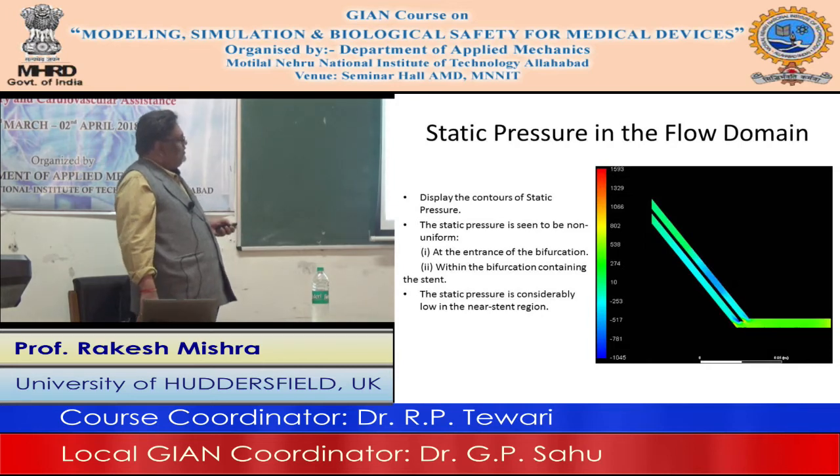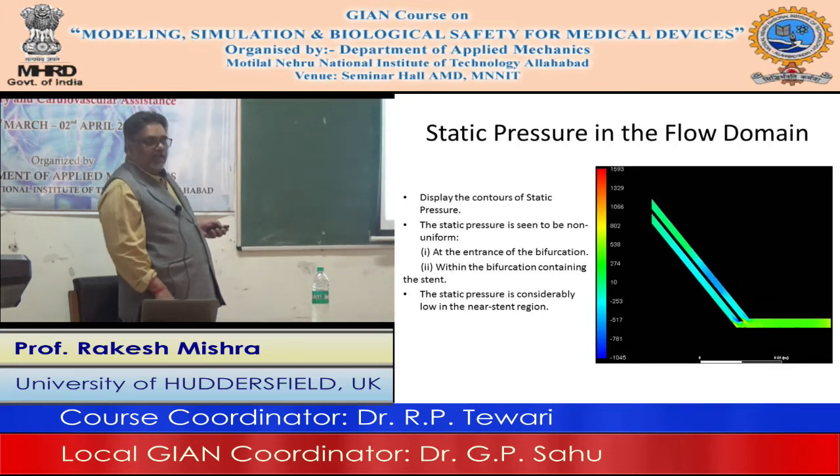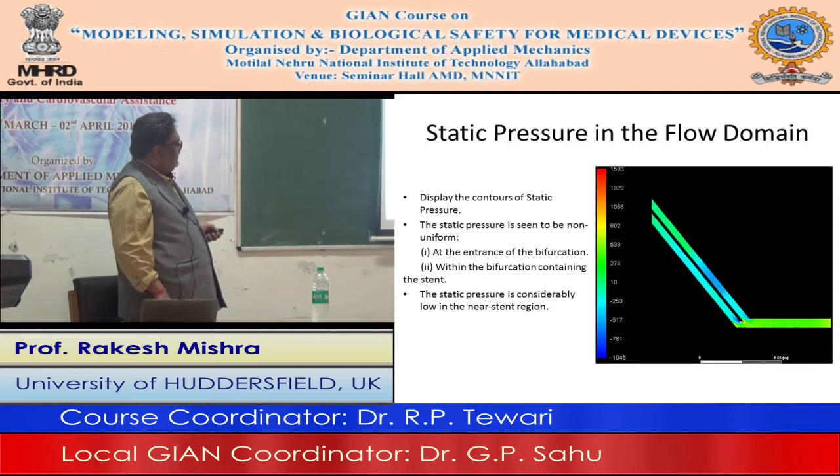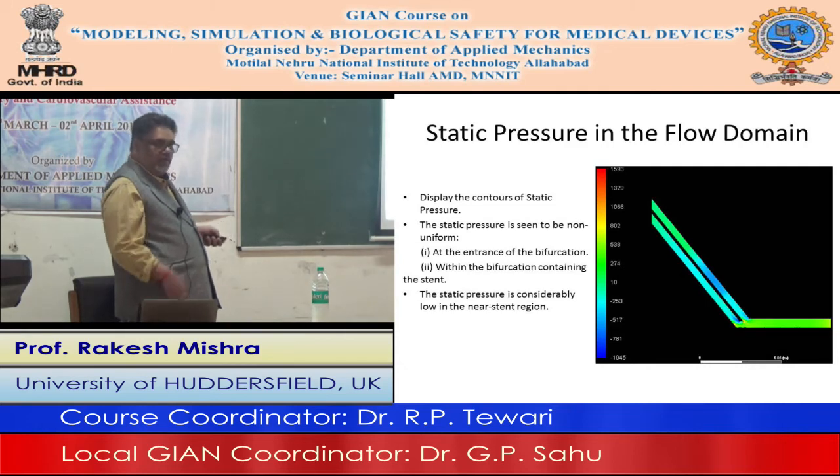Pressure in the two arterial system, one with stent and without stent, is different, and pressure is considerably low near the stent. Your stent is somewhere here, and you can see the pressure is quite low in the stented part. And this is the qualitative explanation for this, and now we can go for further analysis.